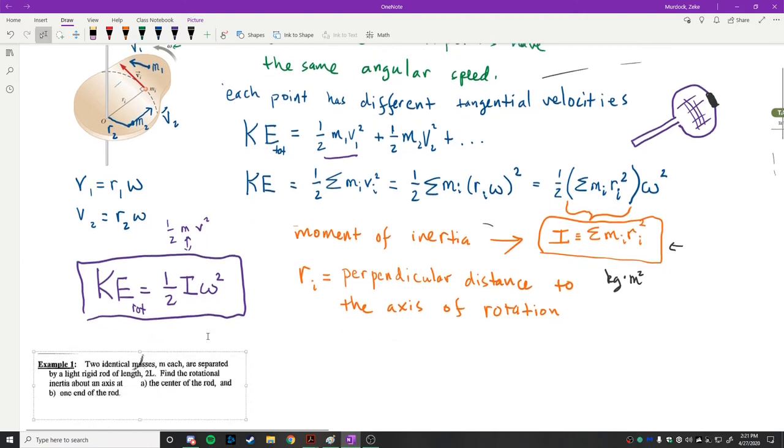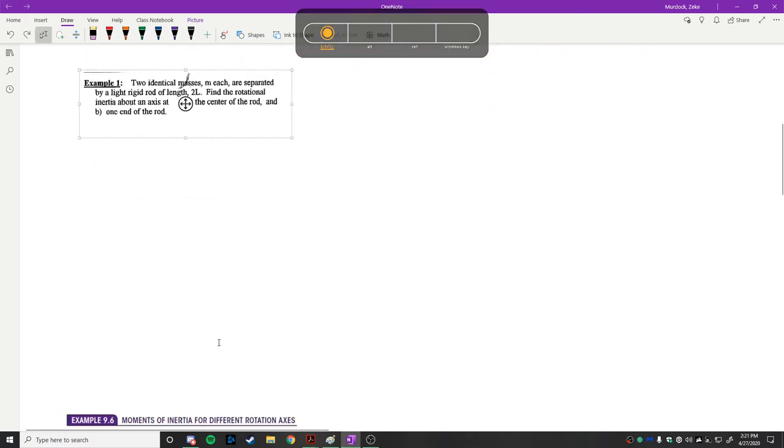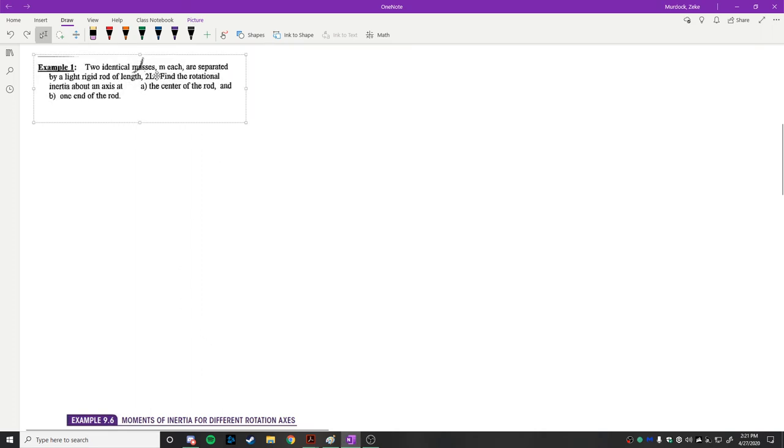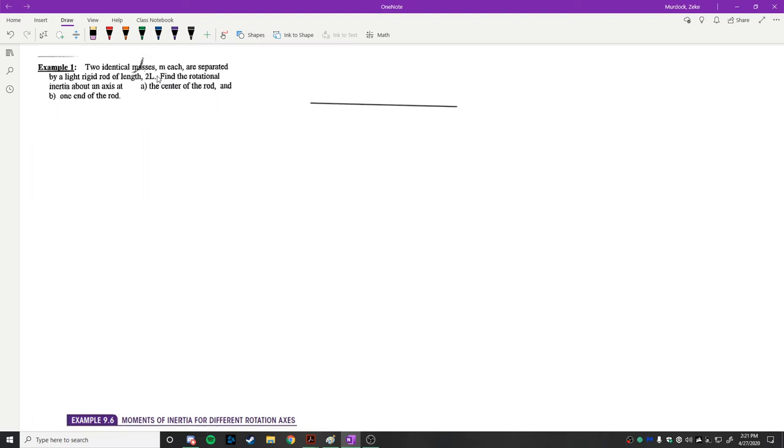Okay, so let's look at a simple problem for calculation of moment of inertia. Two identical masses m each are separated by a light rigid rod of length 2L. Find the rotational inertia about an axis at the center of the rod and then at one end of the rod. So very simple object. I can use shapes for this, I think, pretty safely. We've got a line, right? Just a long thin line. And it has a length that says 2L. And then at each end, you've got a circle, okay? And I'll just put one right there.